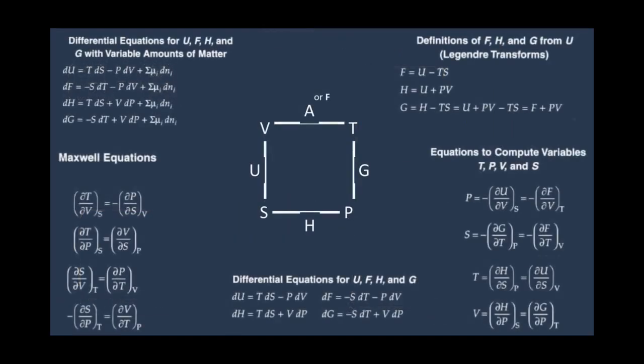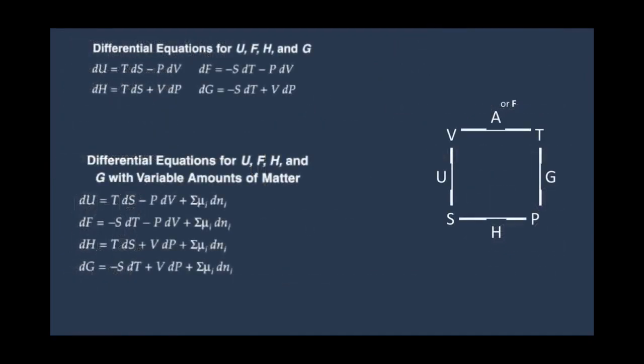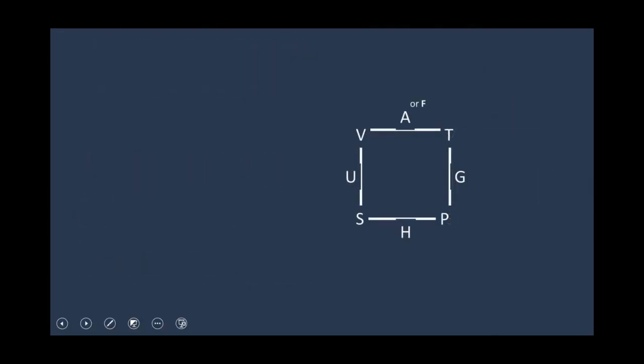So we have looked at the Legendre transforms and Maxwell's equations. Next we have to look at the differential equations for U, F, H and G, and the differential equations for U, F, H and G with variable amounts of matter. Let's look at each of them.